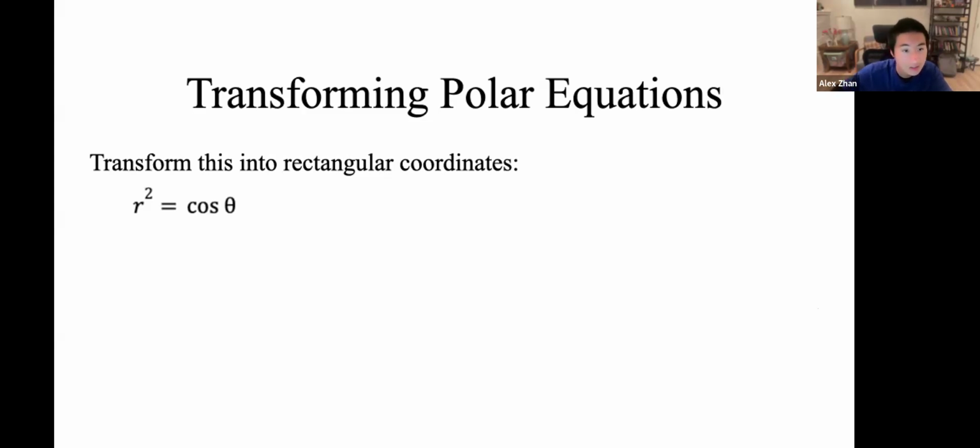Okay, wait, let's see. Yeah. Okay, so maybe we're going a bit fast. Let's just break this down slowly then. So R squared, can someone tell me what this is? How to represent R squared in terms of x and y?